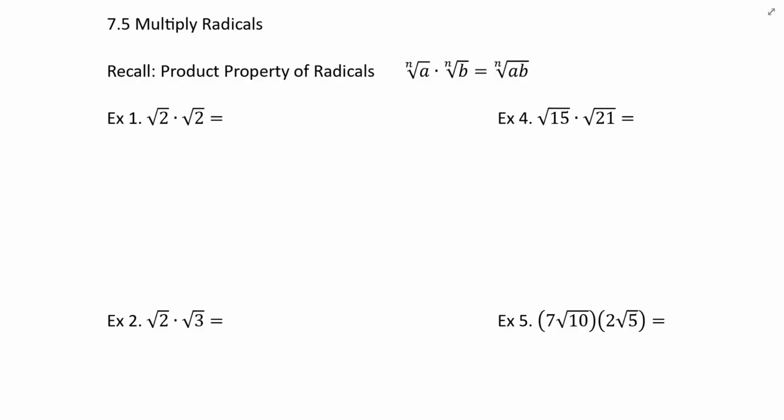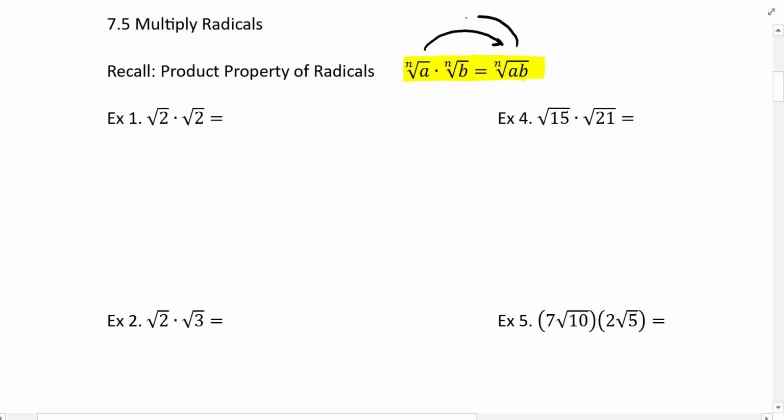In this video, we'll talk about multiplying radicals. We've used the formula before: the nth root of a times the nth root of b equals the nth root of a times b, a longer root. So you can read this formula from left to right, which means if you have more radicals of the same index, you can write it as one long radical.